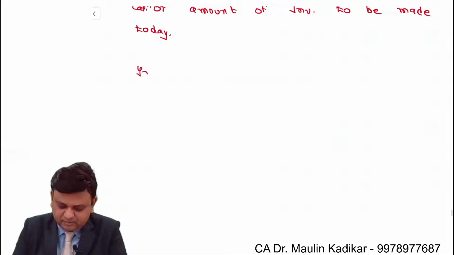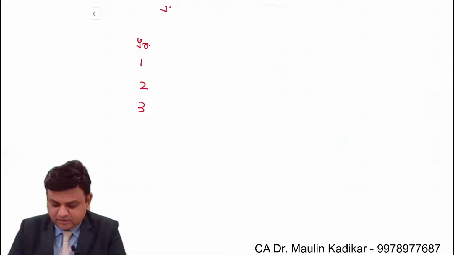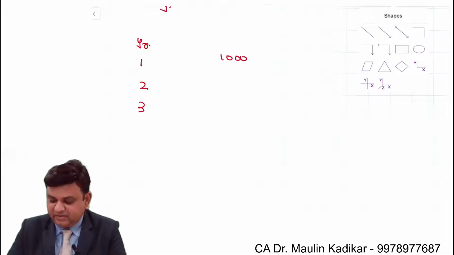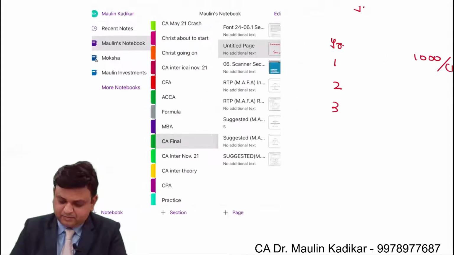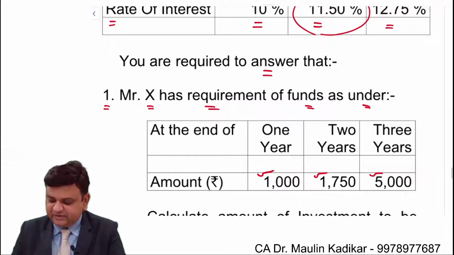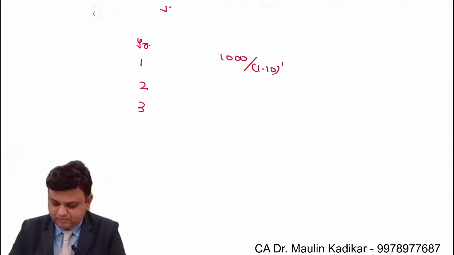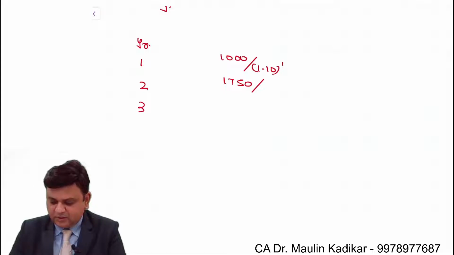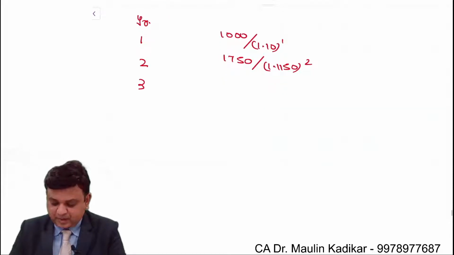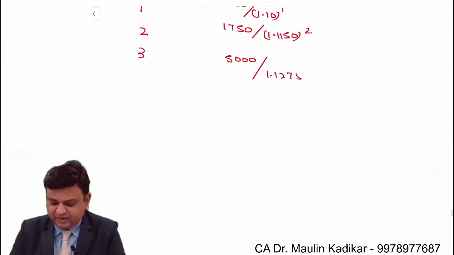In that first year, second year, third year. First year you require 1000 divided by 1.10 raised to 1. Then we require 1750 divided by 1.1150 raised to 2. 5000, third year end, divided by 1.1275 raised to 3.